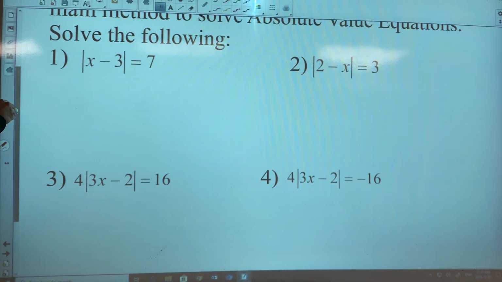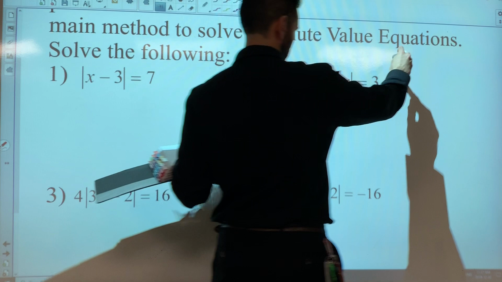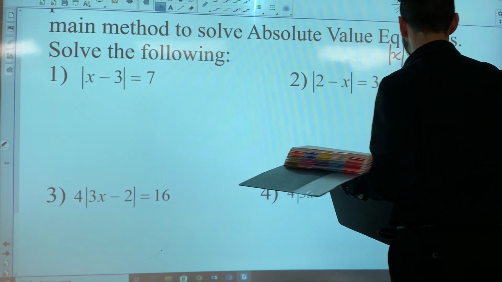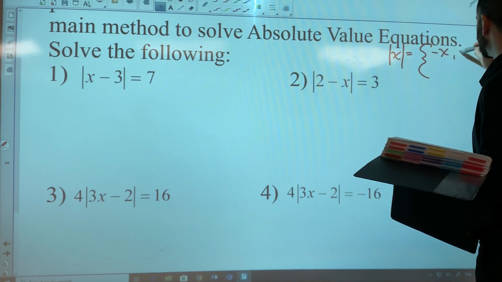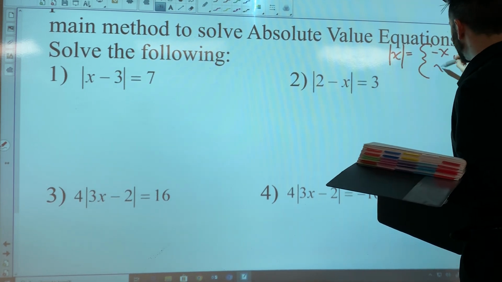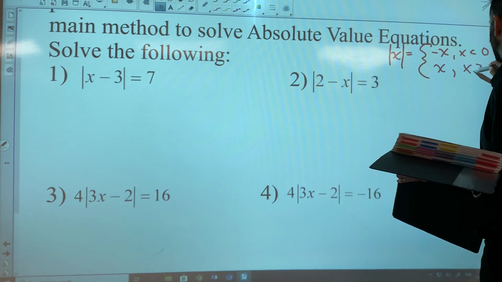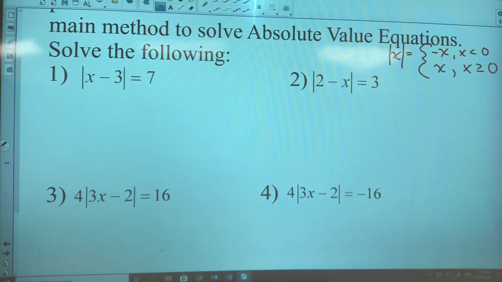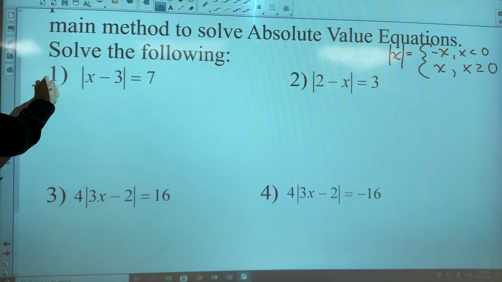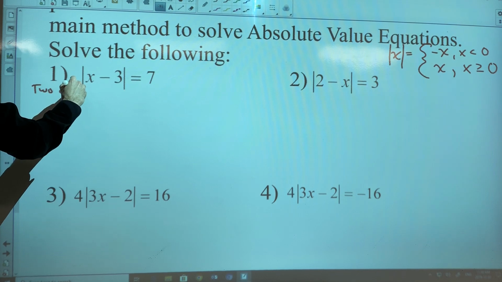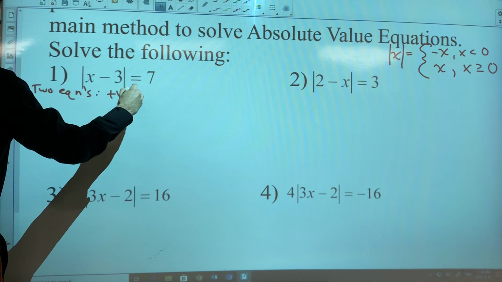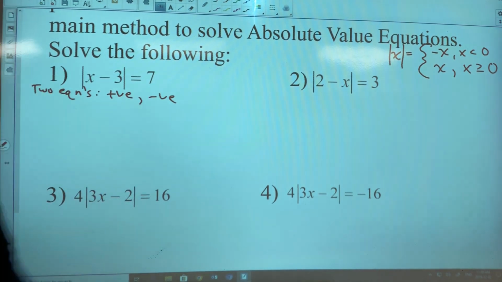Okay, so there's two things that can happen. So remember, the definition was this, right? The absolute value of x is negative x if x is less than 0. Otherwise, it's positive x if x is greater than or equal to 0. So when you're solving these things, you actually get rid of the absolute value and you solve two equations. So there's two equations you're going to solve. And I'm just going to write the positive one and then the negative one.